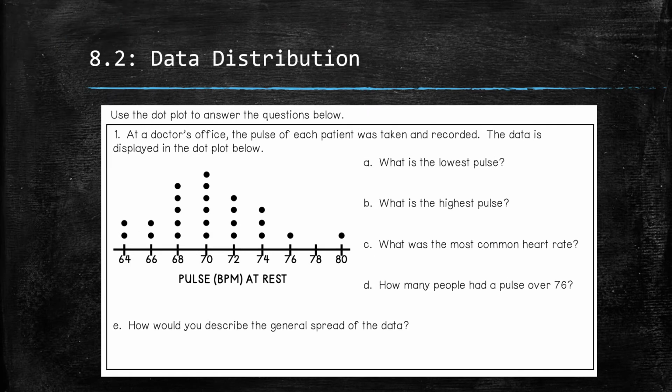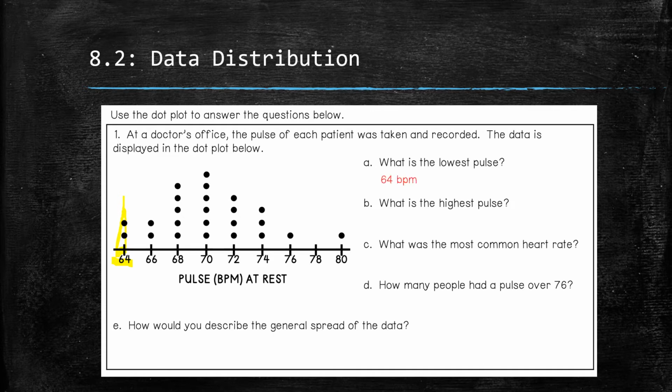A doctor's office takes the pulse of their patients and records the data in a dot plot. We're going to use a dot plot to answer the following questions. What is the lowest pulse? Looking at my dot plot, I can see that the lowest dots are at 64.